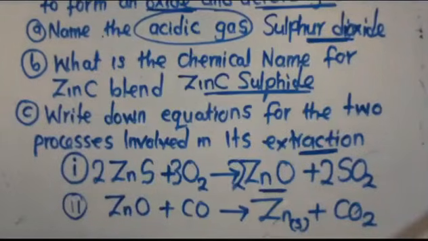The first question is, why is steel galvanized? The reason why steel is galvanized is so that we can prevent rusting. This is what you need to understand.